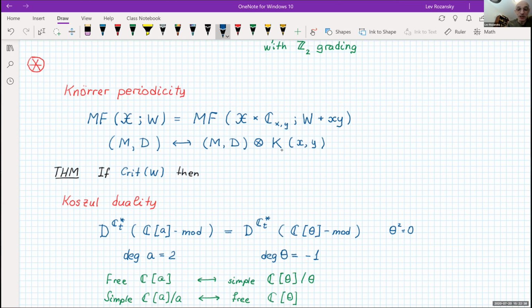Then matrix factorizations of W is equivalent to two-periodic coherent sheaves on the critical locus. This is not exactly correct. There is one slight correction, but let's ignore it for now.